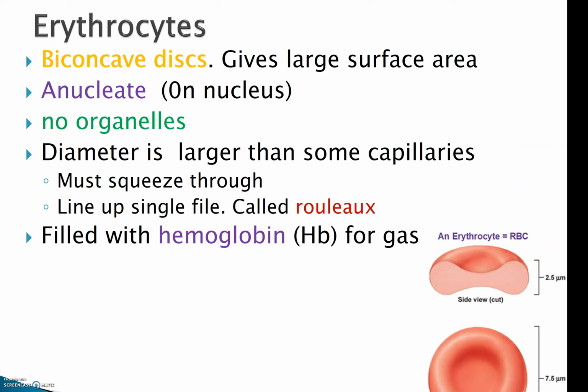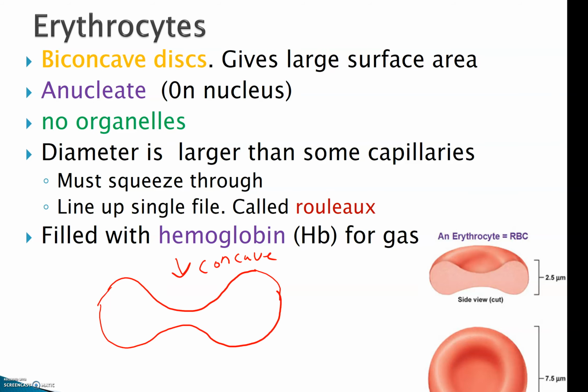They are a biconcave disc, and this enlarges the surface area greatly. So if I were to draw another cell around this red blood cell, that's just a circle. See how much less surface area there is right here than there is by doing this concave surface? So it increases surface area. That is good for diffusion.